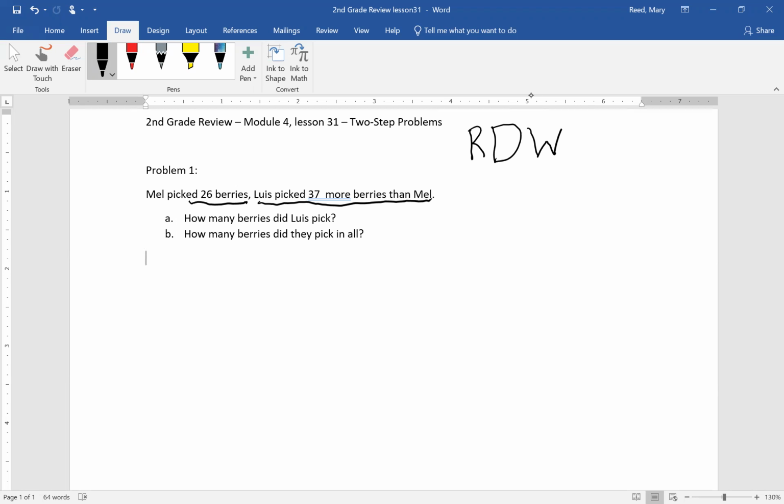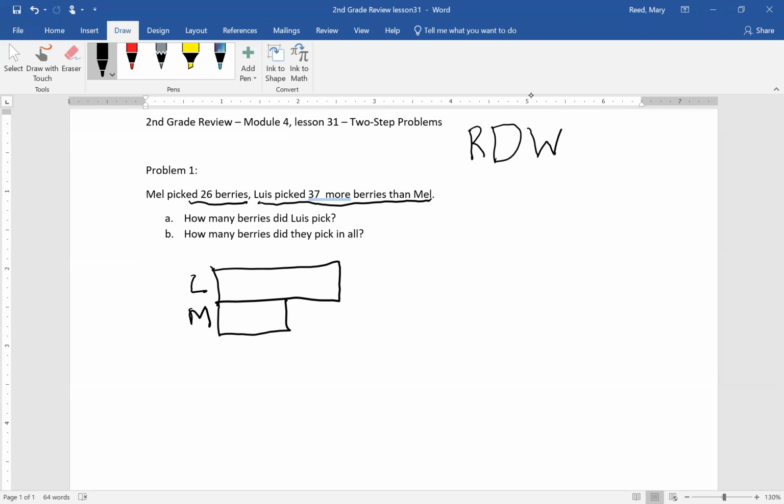Okay, so how many berries did Lewis pick? Well, he picked more than Mel. So when I've got one number and I know it's more than another number, or one number and I know it's smaller than another number, then that's comparing numbers. So when I compare numbers, I'm going to draw a tape diagram with two bars stacked. One bar will represent the berries Lewis picked and one bar will represent the berries Mel picked. Well, Lewis picked more, so his will be the bigger bar. So I'm going to label the bigger bar with an L for Lewis, and then I'm going to label the smaller bar with an M for Mel.